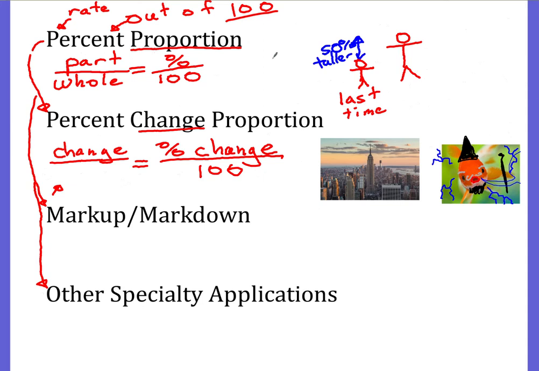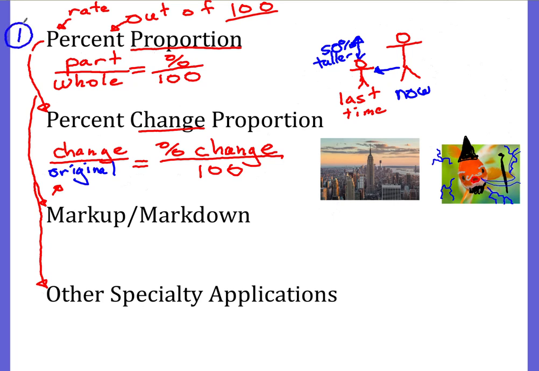And so what we want to ask is, well, am I saying that you're 50% taller from the last time I've seen you? Or am I saying you're 50% taller than now? It'd be kind of strange for me to say you're 50% taller than you are now. I'm referring to the last time. So instead of whole, we got to be a little bit more specific on which whole we're talking about. We're talking about the original or the previous whole.